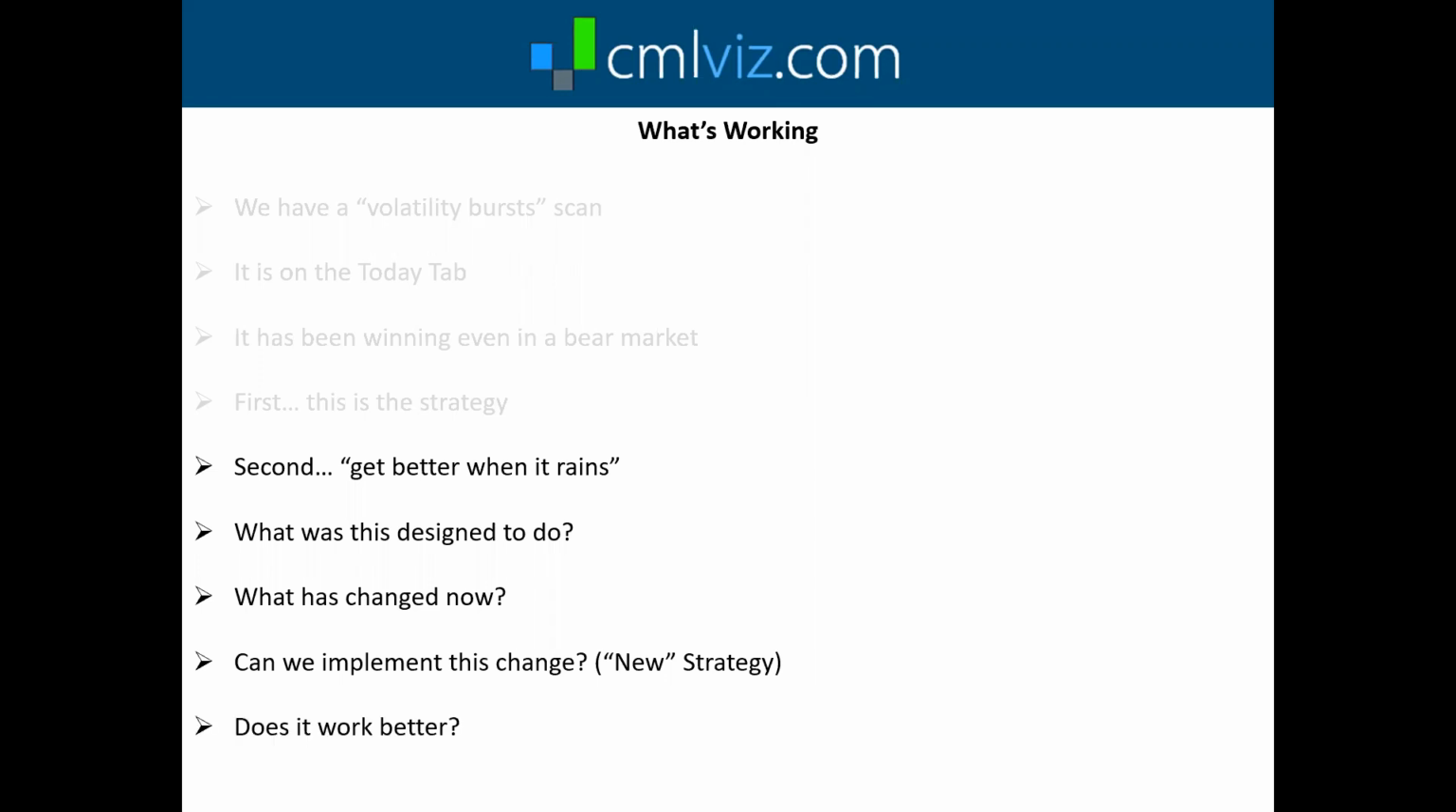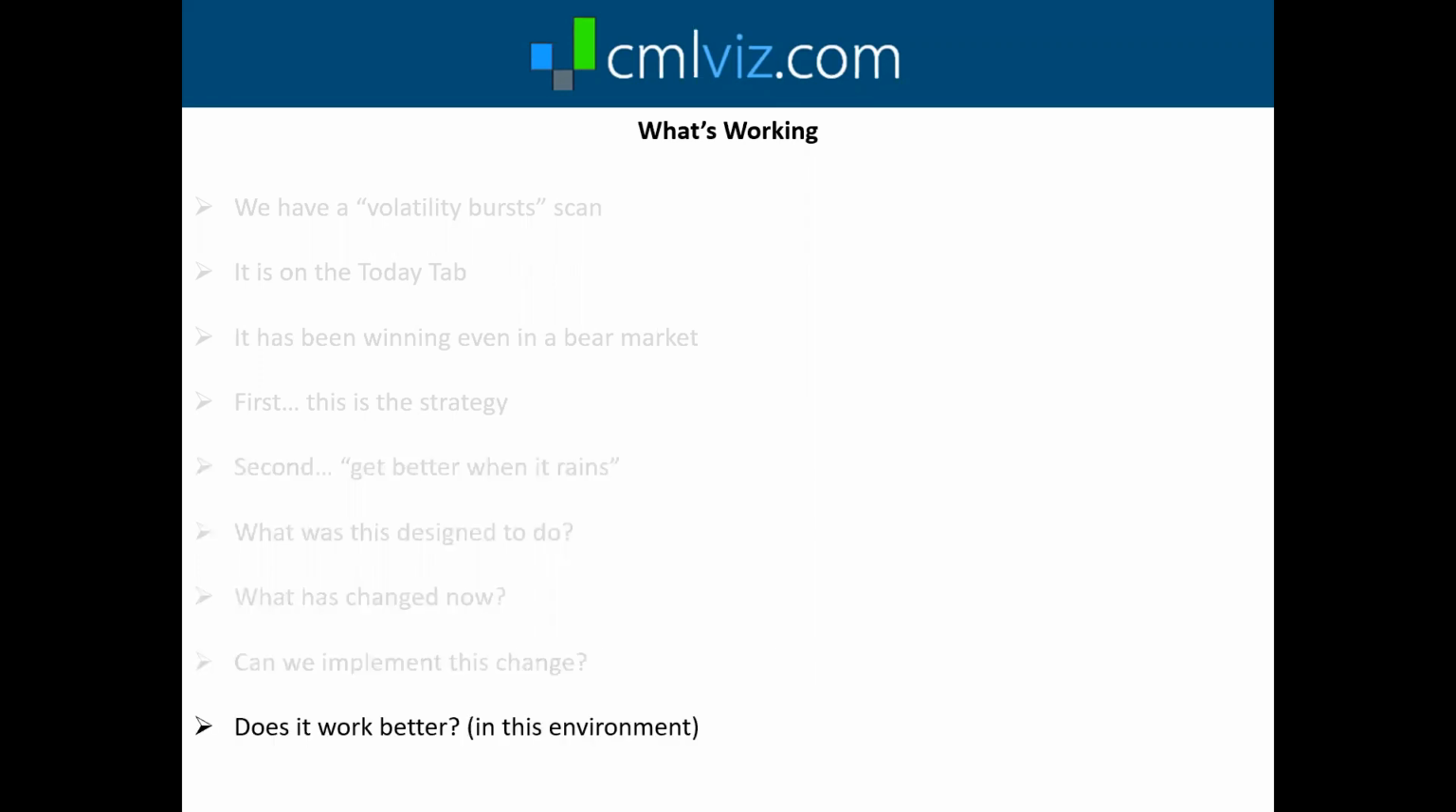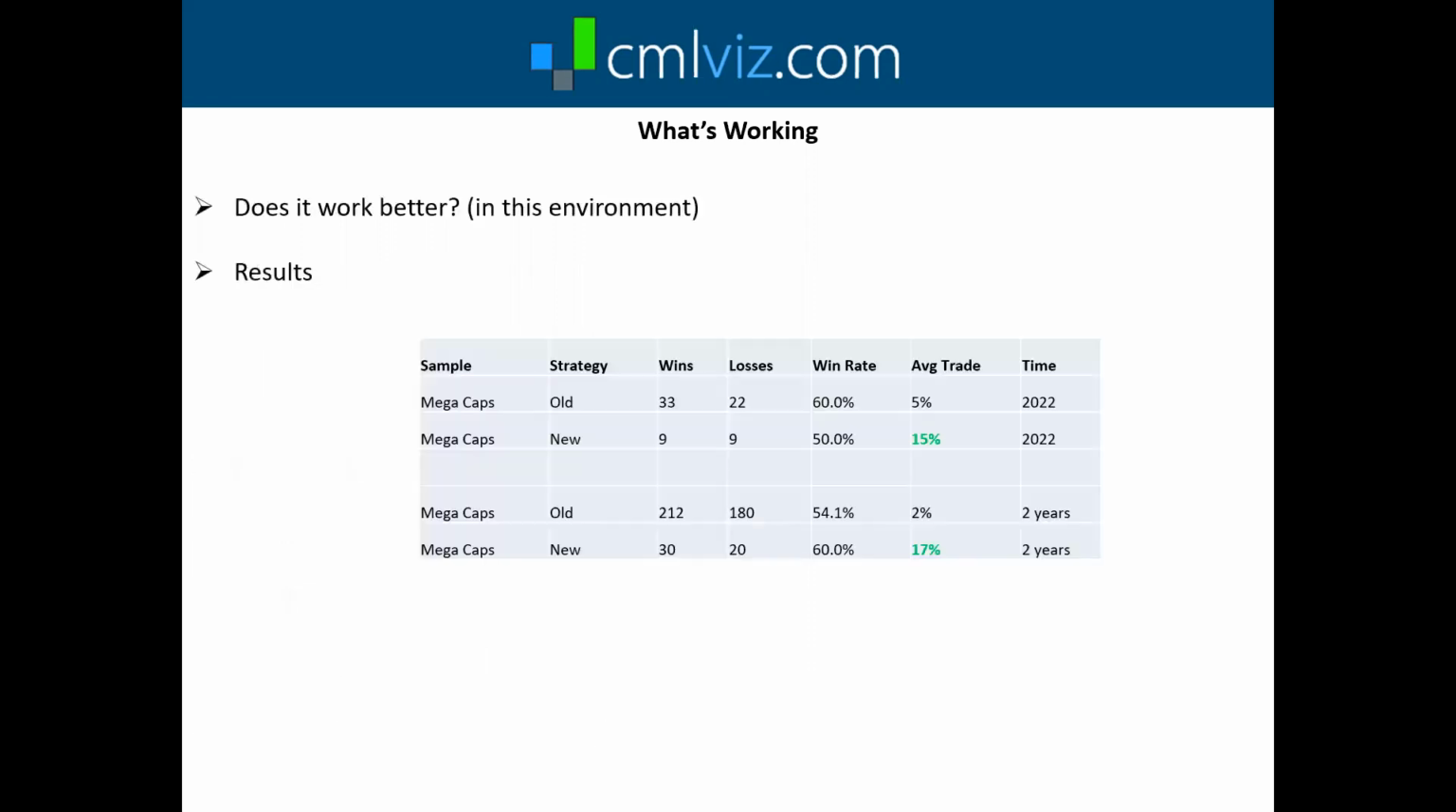And does it work better when it's raining? Does it work better in this environment? It does. This is walking in the sun, and this is walking in the rain. This is in 2022. This is for the last 2 years. This is right as COVID hit and the VIX spiked. Trades three times better in 2022. I don't know, 8 times better over the last 2 years. And why? Because it's raining.